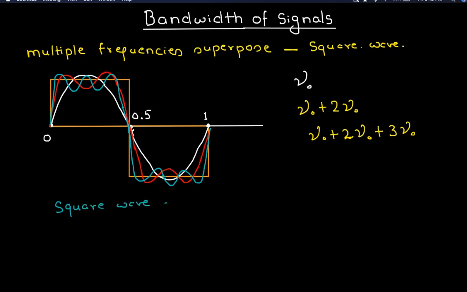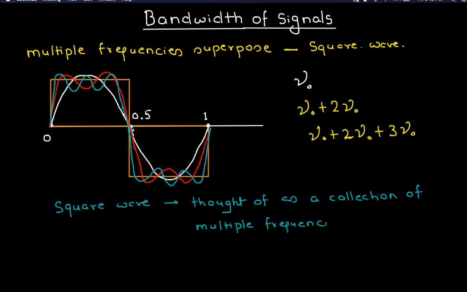Fine. So basically a square wave can be thought of as a collection of multiple frequencies.